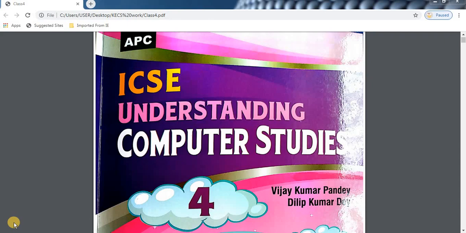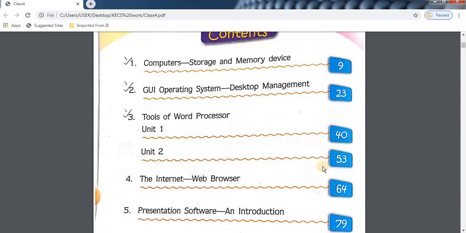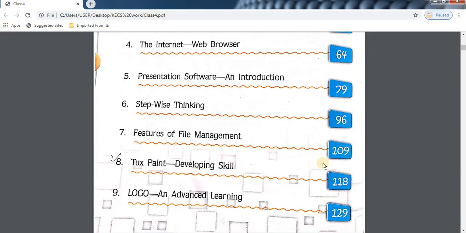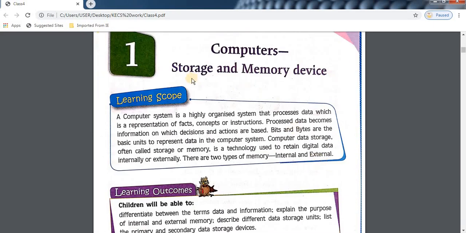Today we are going to learn computer class 4. So in your first term exam, the first chapter is computers, storage and memory device. Today we are going to learn this chapter, computers, storage and memory device.